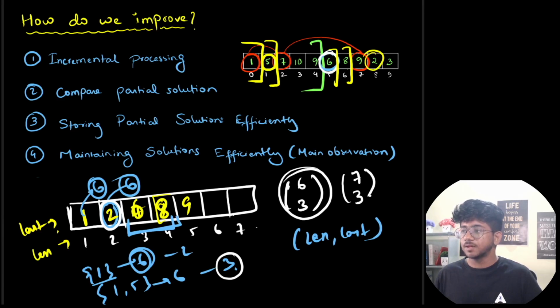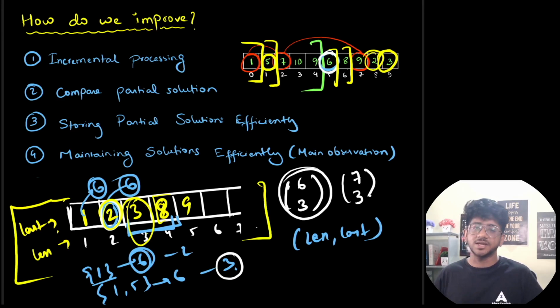For 3, we are trying to keep track of which one we can extend. The 2 we can extend with the 3, so we'll get a subsequence of length 3 ending at 3. This is what we will do, and this is where we will end. This is how we maintain it there. Now the neat idea over here is that this is always sorted, right?